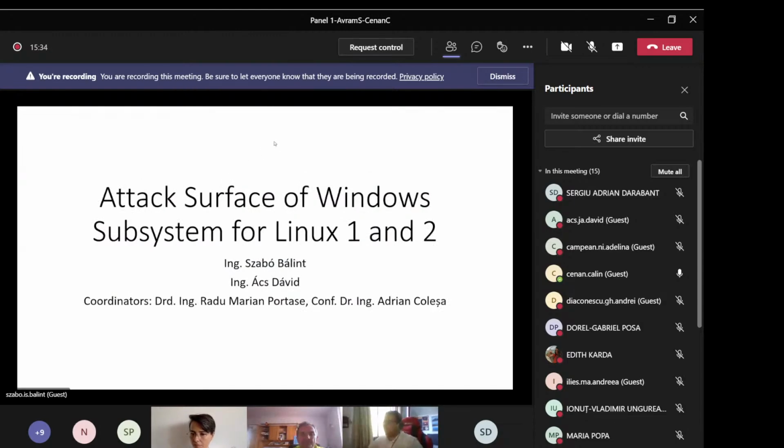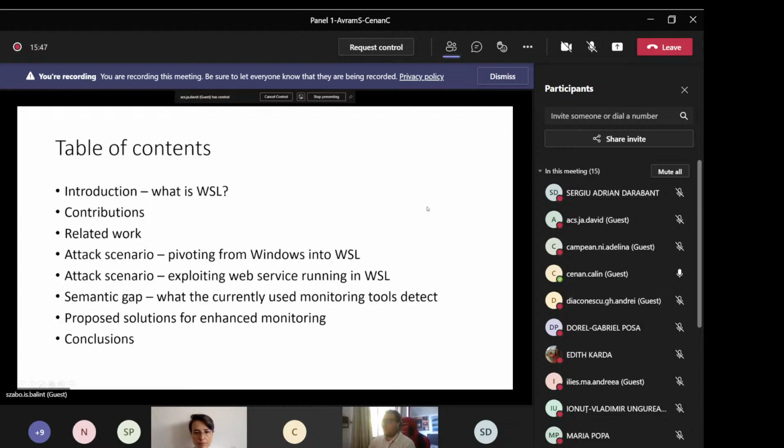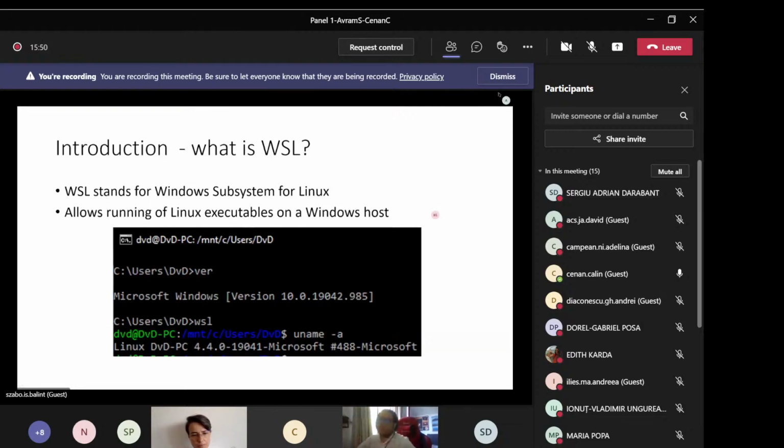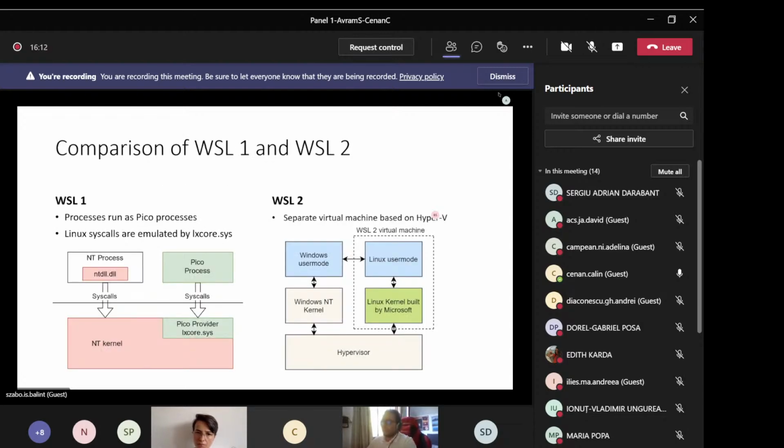So my name is Balint and my colleague is David, and in the following minutes we are going to present our work entitled Attack Surface of Windows Subsystem for Linux 1 and 2. So what is WSL? It's short for Windows Subsystem for Linux. It's a facility built into Windows that allows the user to run a Linux distribution besides Windows. So the user does not need to have a dual boot setup or a third-party virtualization solution like VMware or VirtualBox.